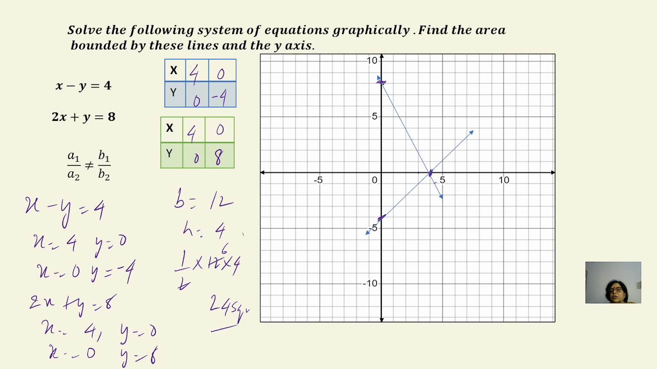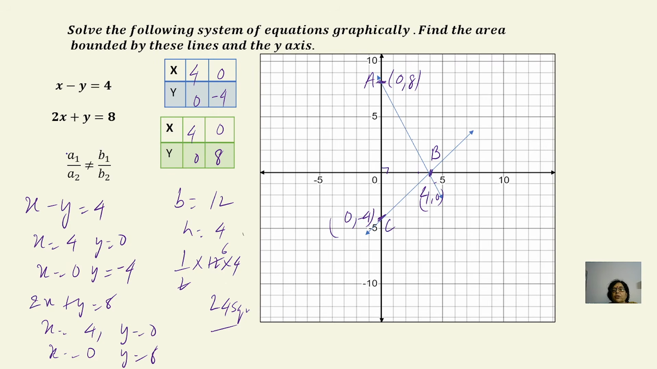Here again, this is positive 8, this is negative 4. But we have to add the two coordinates with a positive sign, because this is the total length. This is the triangle A, B and C. This has the coordinates 0, 8. This has the coordinates 4, 0. And this has the coordinates 0, minus 4. So height is this, the perpendicular. So the area of the triangle is this.